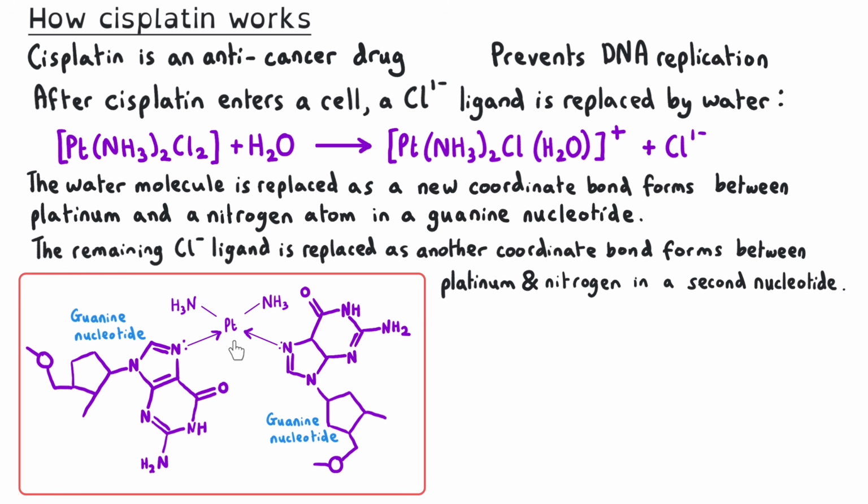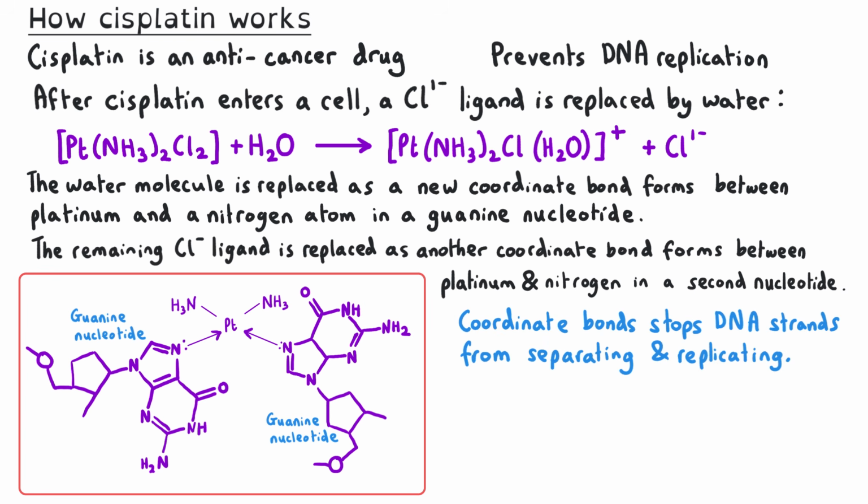You can see here the platinum still coordinately bonded to those two original ammonia molecules, now bonded to the two guanine nucleotides. Here's the guanine base and the deoxyribose sugar and the phosphate group in one strand of DNA, and then in another strand of DNA we have a new guanine nucleotide with a further coordinate bond forming between a nitrogen atom and the platinum. These coordinate bonds stop the DNA strands from separating and replicating.